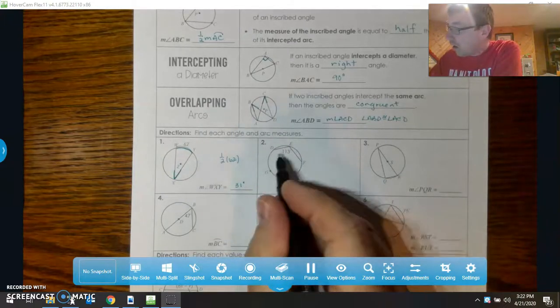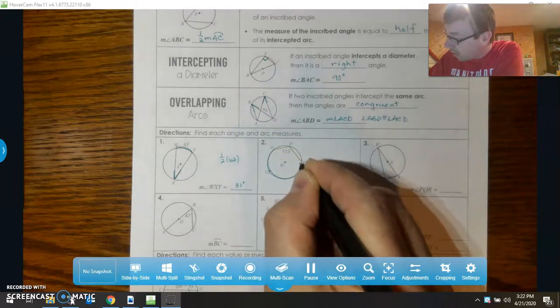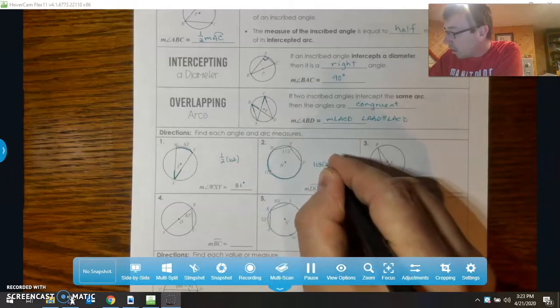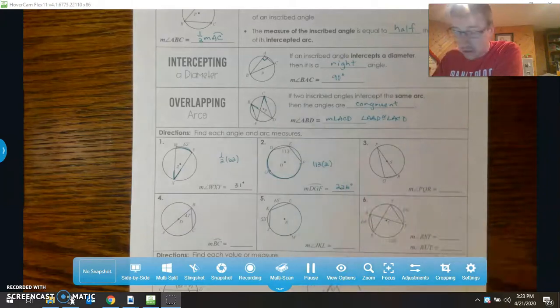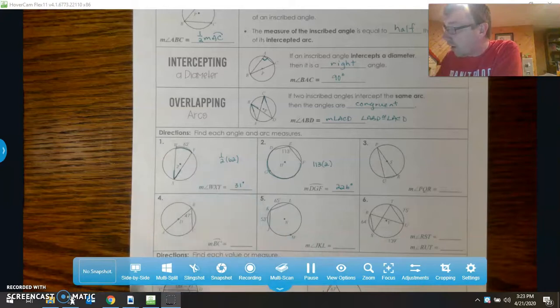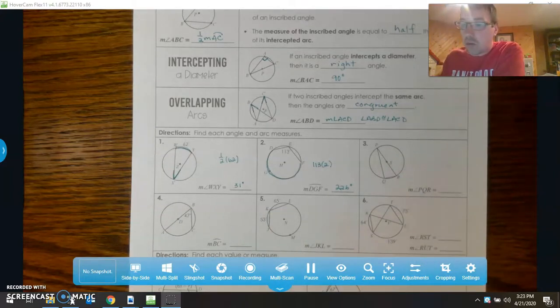This angle is half of this intercepted arc. So if the angle is 113 degrees, times 2 would be 226 degrees. Again, if you're going from the arc to the angle, you divide by 2. If you're going from the angle to the arc, you multiply by 2. Now, in number 3 here, it says the measure of angle PQR is what we're looking for.